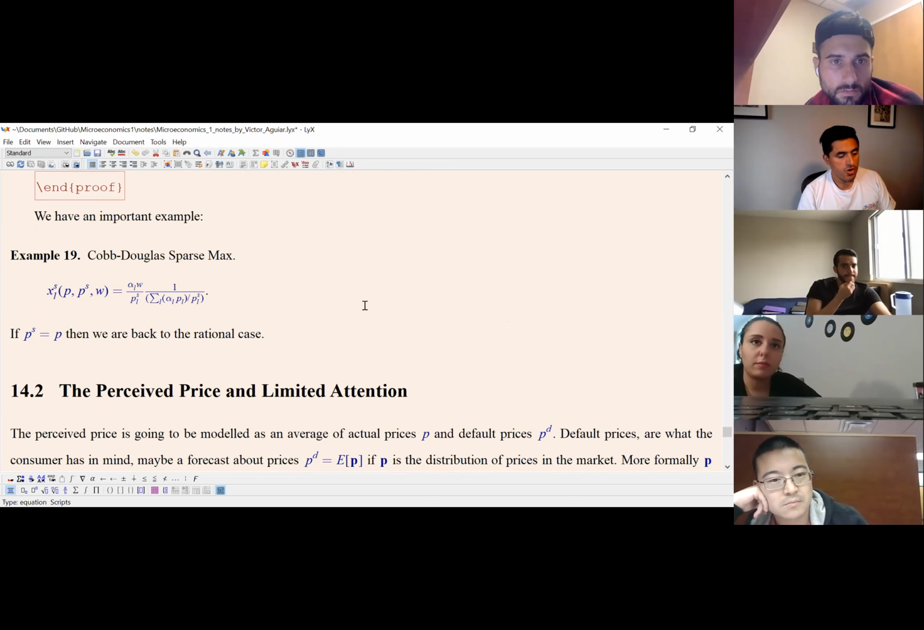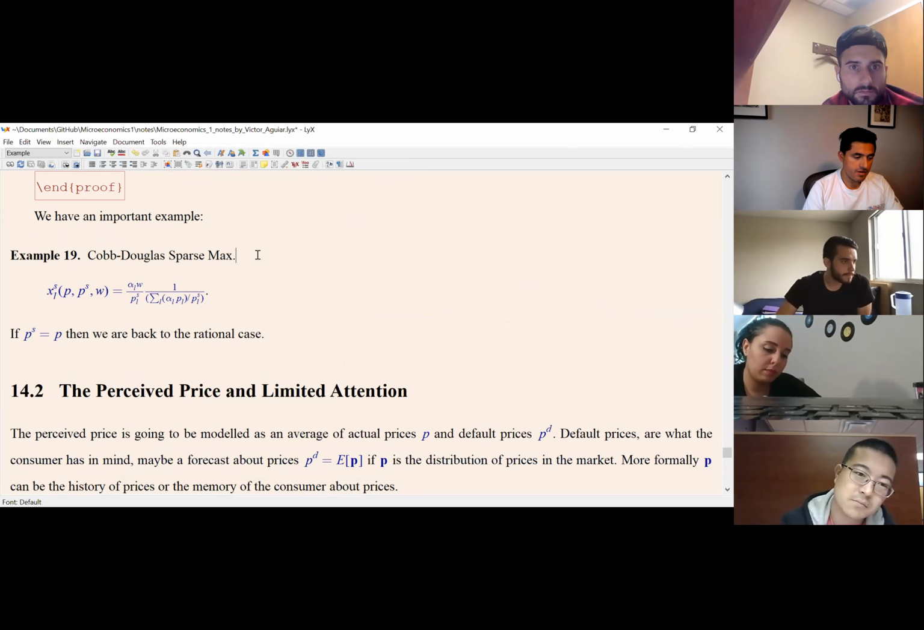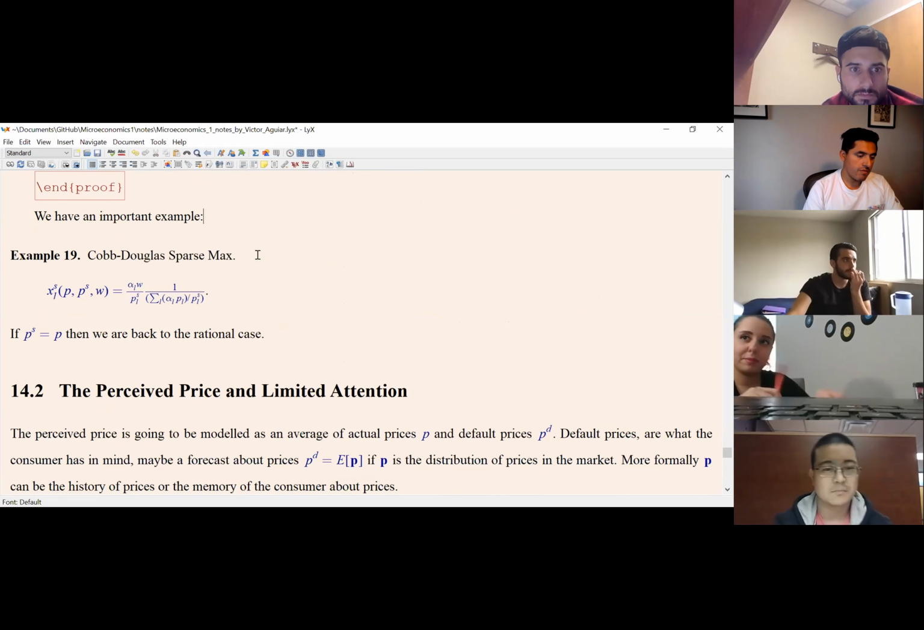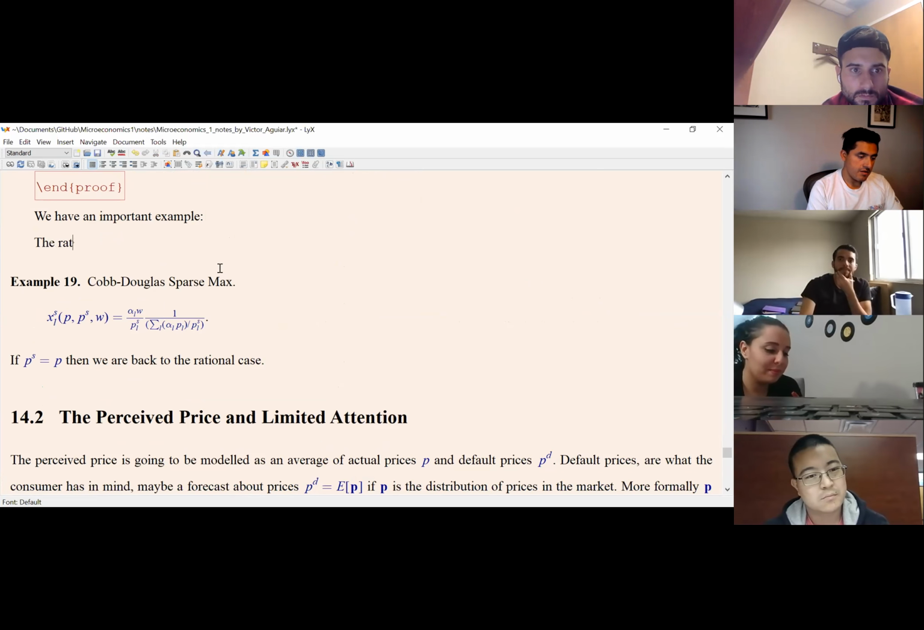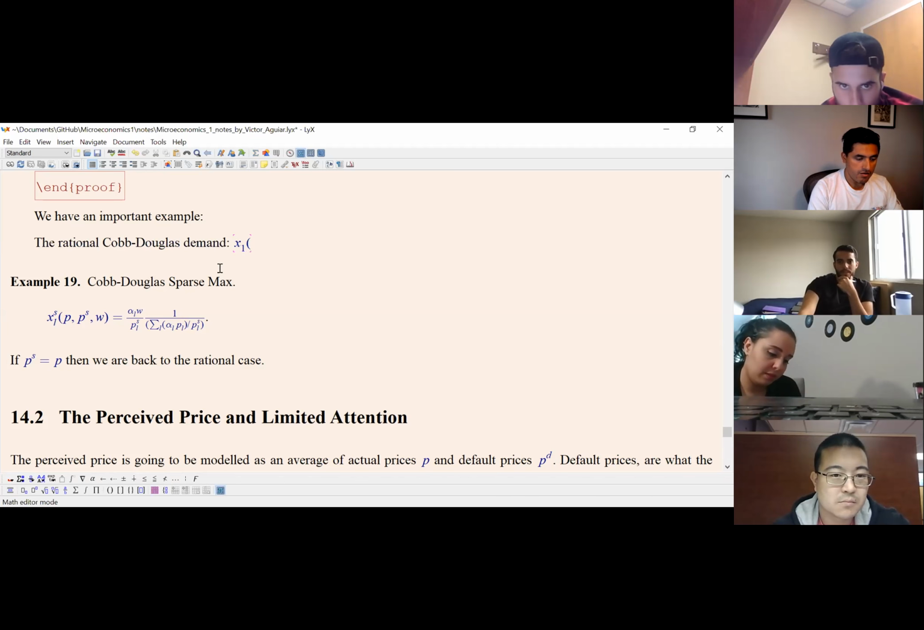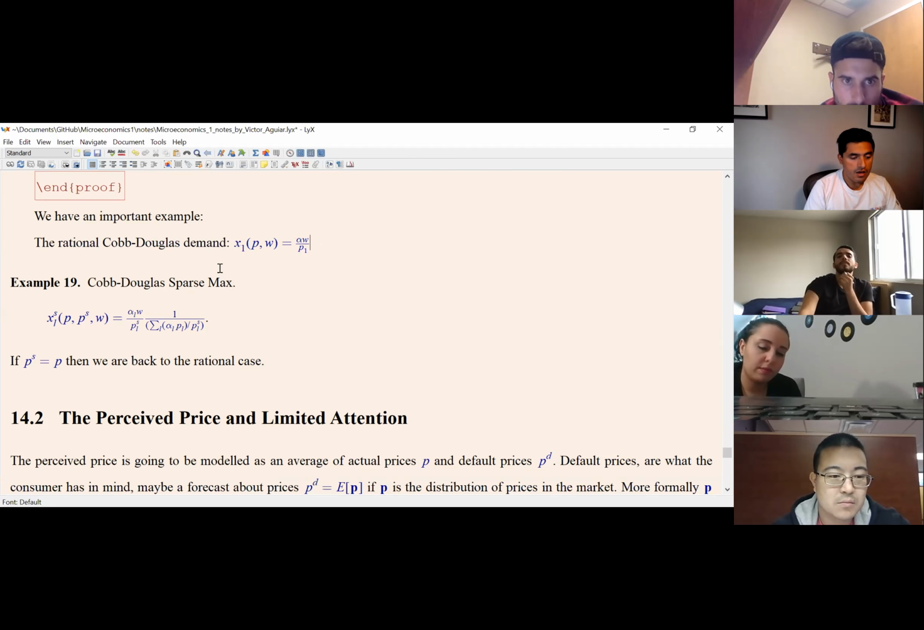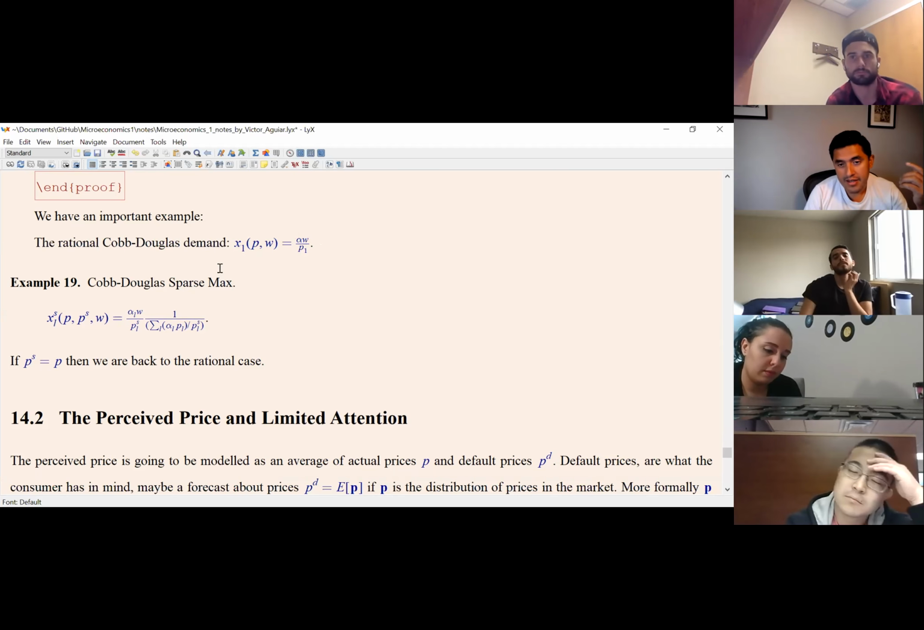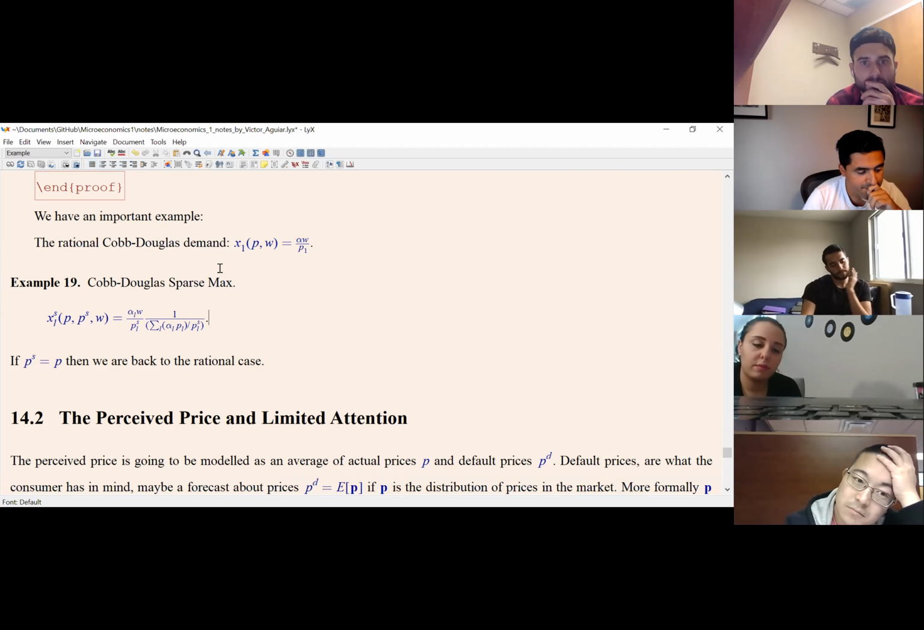Okay. So here, who remembers what is the rational Cobb-Douglas? The one that you have worked many times. What is the Cobb-Douglas demand for two goods? So for X1, of prices and income, is equal to alpha W over P1, right? And now, what is the sparse max Cobb-Douglas?